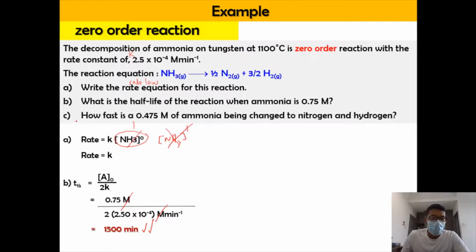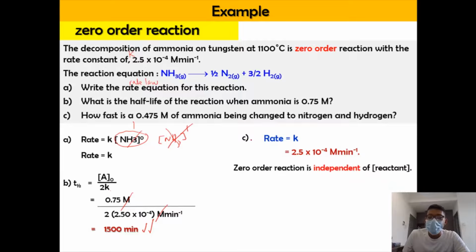Next, for part C, it asks how fast 0.475 molar of ammonia is being changed to nitrogen and hydrogen. So it is telling us what happens if 0.75 is reduced to 0.475. Basically, the rate will still be the same because it does not depend on the concentration of the ammonia. So rate is still equal to K, where K is equal to 2.5 times 10 to the power of negative 4 molar per minute. This is because a zero order reaction is independent of the reactant concentration.